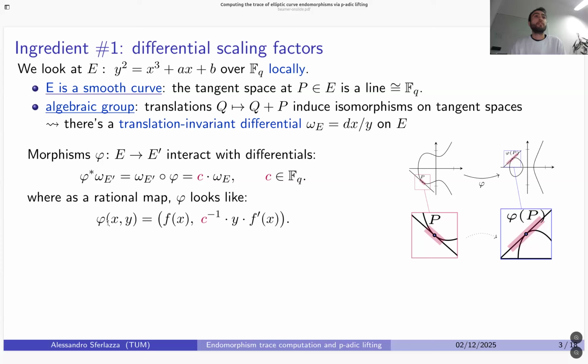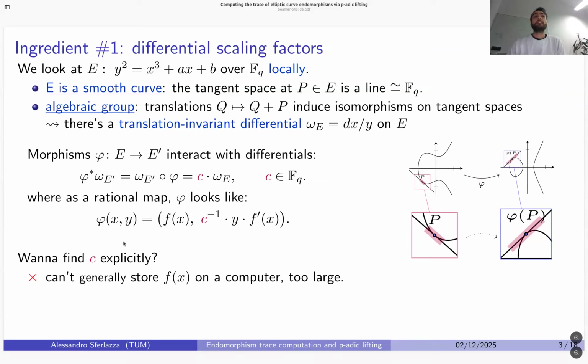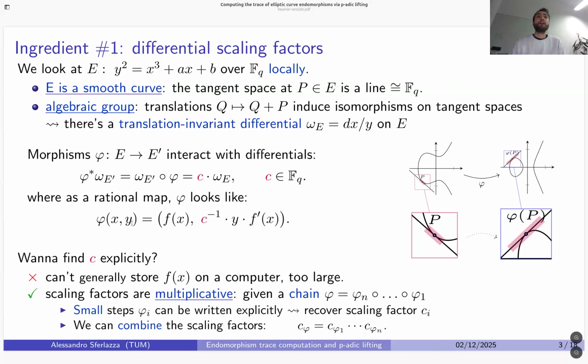So if we look at the isogeny written in coordinates, we consider the rational function for the x, its derivative, the y coordinate, then c is written there. Which means if phi is an isogeny of very high degree, computing this f and f prime is quite hard. But if phi is a small degree isogeny, then writing these coordinates explicitly is easy. So we can retrieve a scaling factor from such an isogeny.